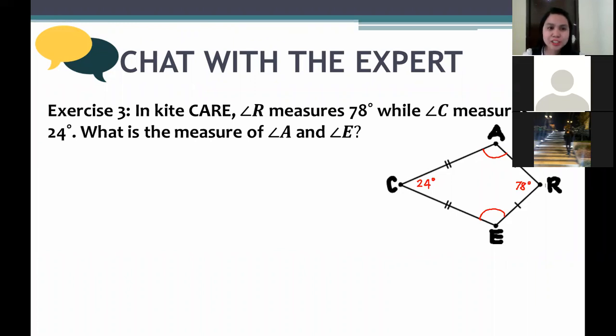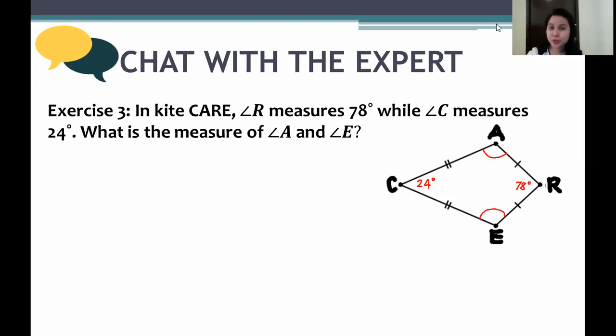Okay, let me call on Janine. What's the relationship between angles A and E? Are they congruent or supplementary? Congruent. Oh, they are congruent. Now remember our previous theorem? If you draw a line of symmetry, then these two opposite angles are congruent. We don't know what their measure is, so we say X. So if this is X, the other is also X.